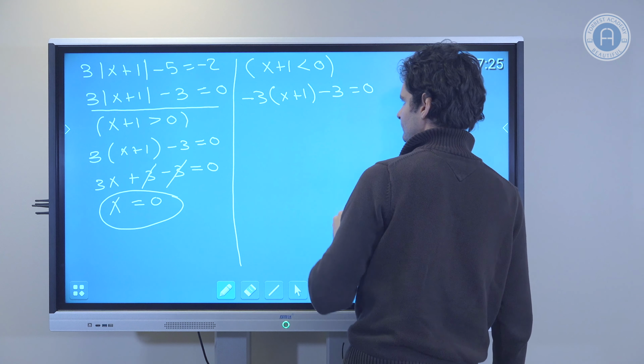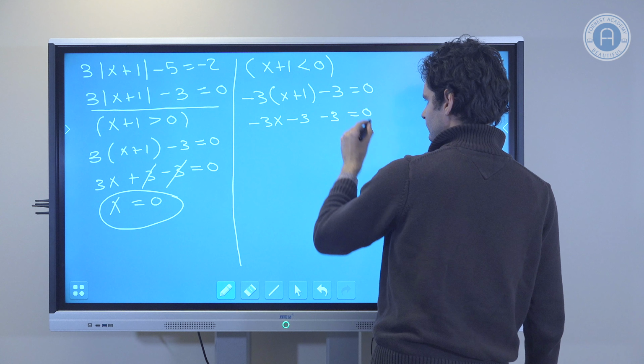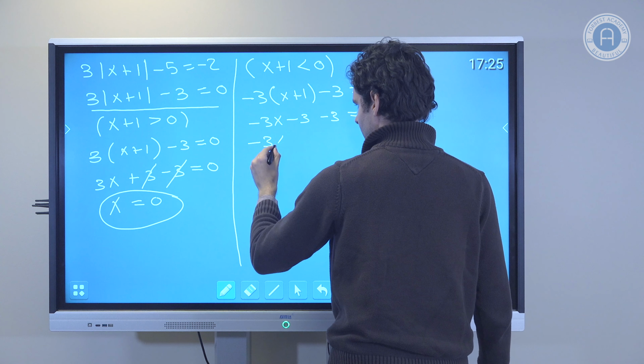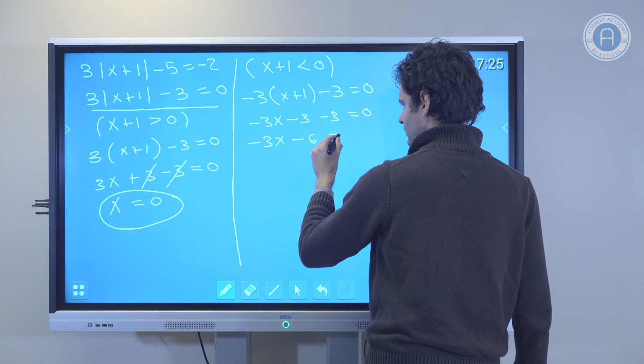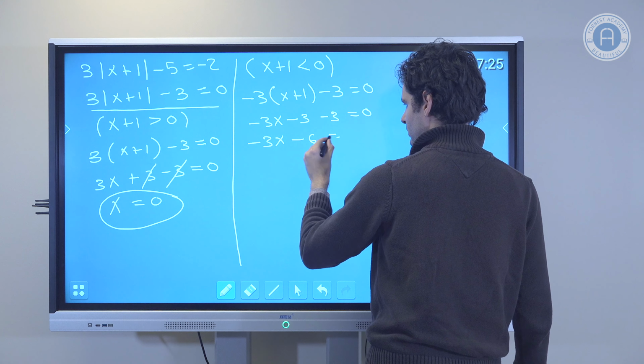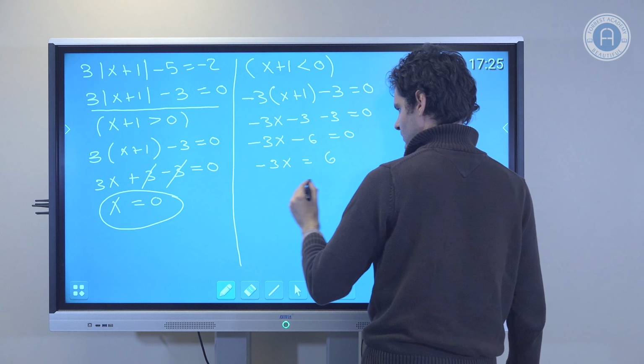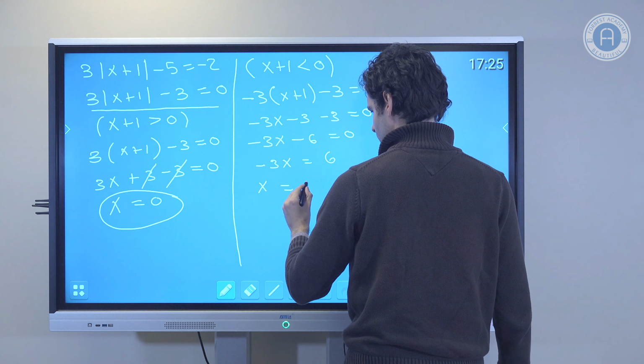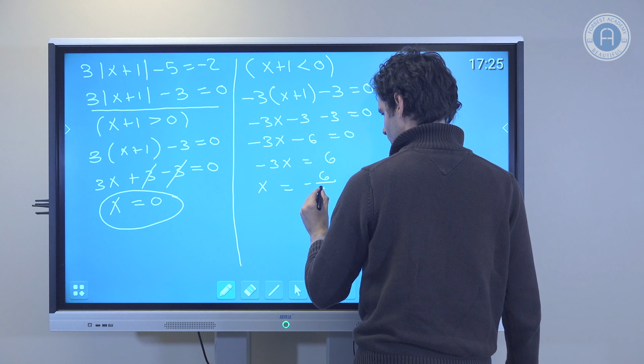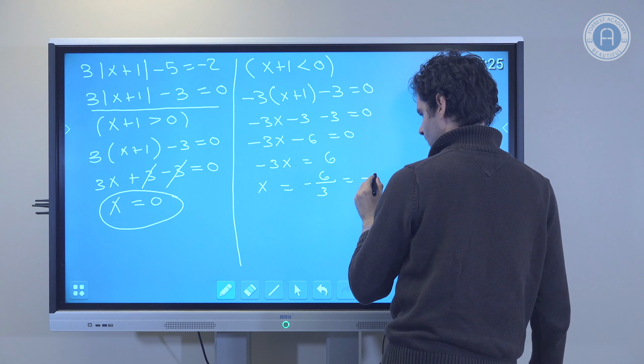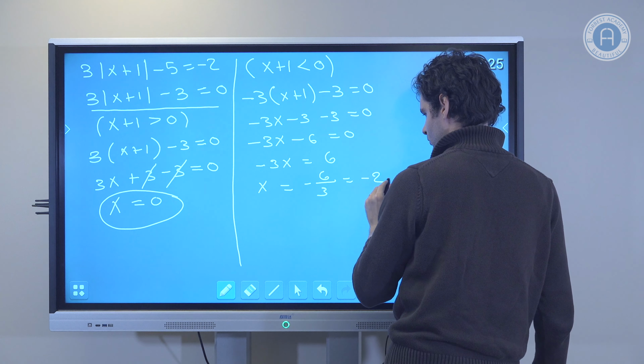Expanding this bracket, we have negative 3x, negative 3, negative 3 equals 0. Negative 3x, negative 6 equals 0. So that means that negative 3x equals 6, or x equals minus 6 upon 3, which is minus 2. Right? And that appears in the list of choices. So the answer is x equals minus 2.